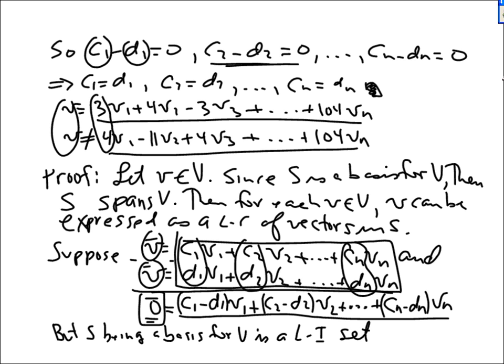You have a vector in a vector space V, and you have a basis S for this vector space. Then there are no two different linear combinations in this basis S that give you the same result.